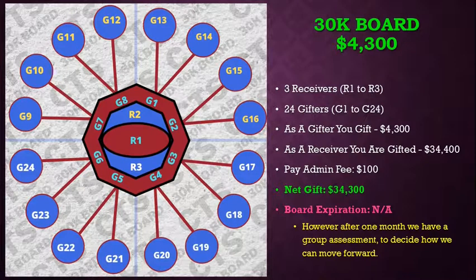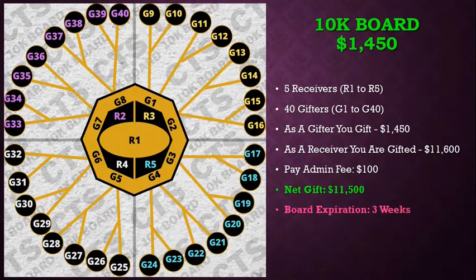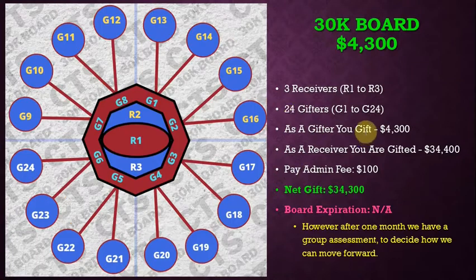Alright, after the 10K is the 30K. This is the final and largest gifting board that we have, where it's even smaller, where we have 3 core members, or 3 receivers rather, and 24 gifters. Alright, so R1, R2, R3, and we have G1 to G24. As a gifter, you gift 4,300. If you remember, in the previous board, if it came from the 10K board, you will have 11,500 in hand. So the 30K board, the gift on that board is 4,300.